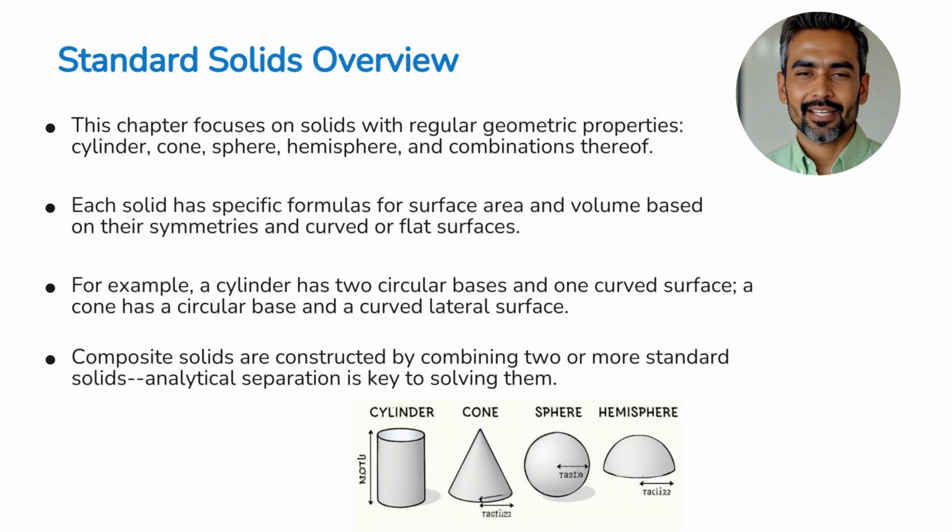Sometimes, things get more interesting when these solids are combined to form composite shapes. Imagine a shape made by putting a cone on top of a cylinder, like a traditional hat. To solve problems with these, we split the composite solid into its standard parts and then find surface area and volume separately before adding the results. Excellent beta. This way of breaking complex shapes down makes calculations manageable and clear.